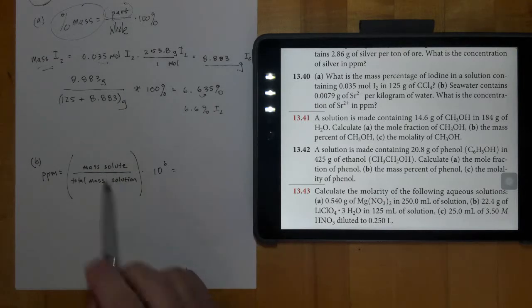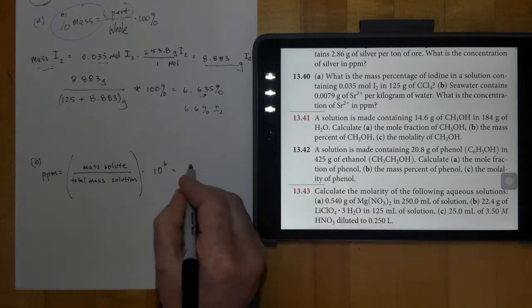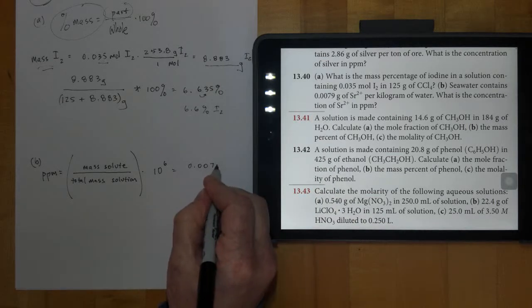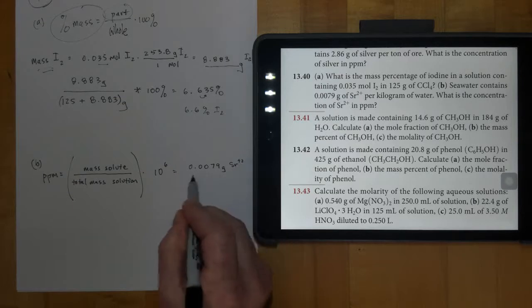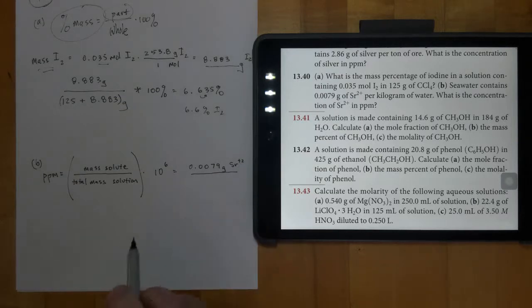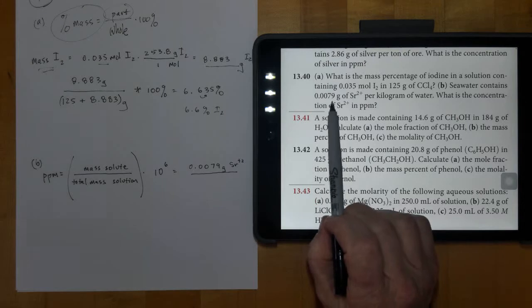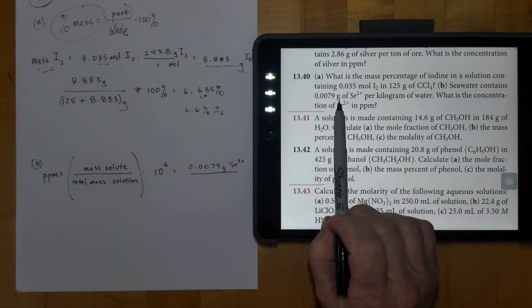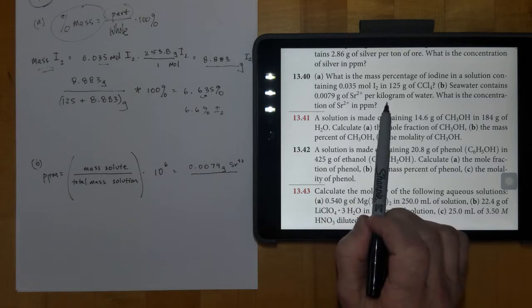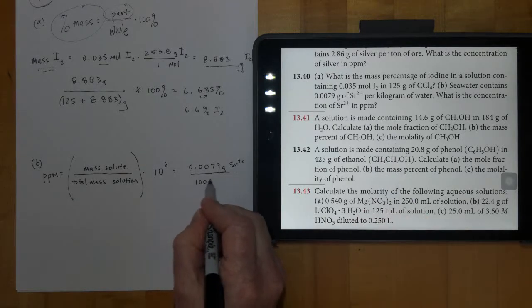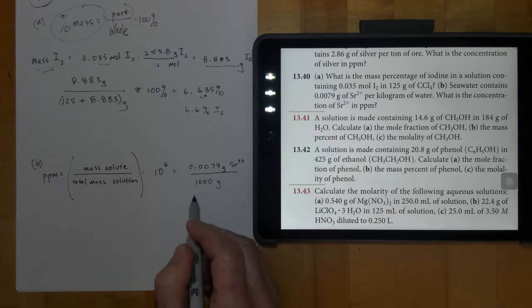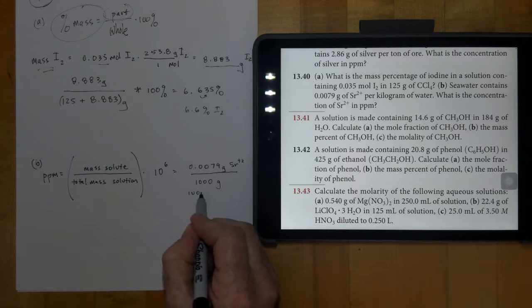So the mass of the solute, it tells us, is 0.0079 grams of the strontium. And then we would divide that by the total mass of the solution. And this mass is not going to make a whole lot of difference to a kilogram of water, because a kilogram, of course, is 1,000 grams. And make sure that they're in the same units right here.